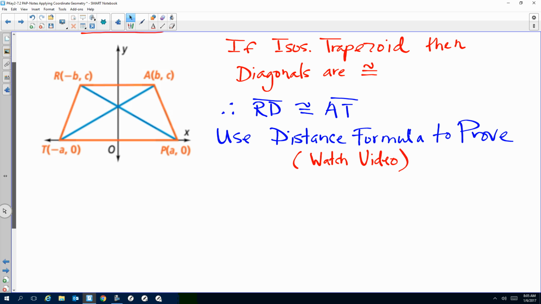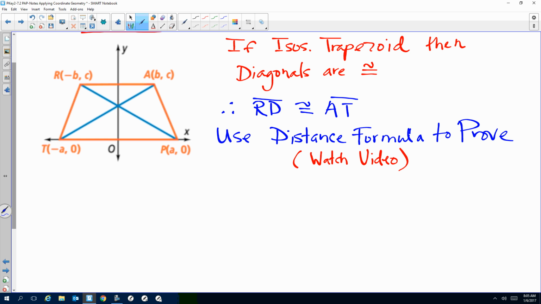Since I've given this fact that we know is telling us it is an isosceles trapezoid, the diagonals are congruent. So RP has to be congruent to AT, so you have to use a distance formula. We're going to use a distance formula with the variables that we have for our coordinates. So RP, we're going to start with here. Did I write RD? We're going to change that. That should be RP.